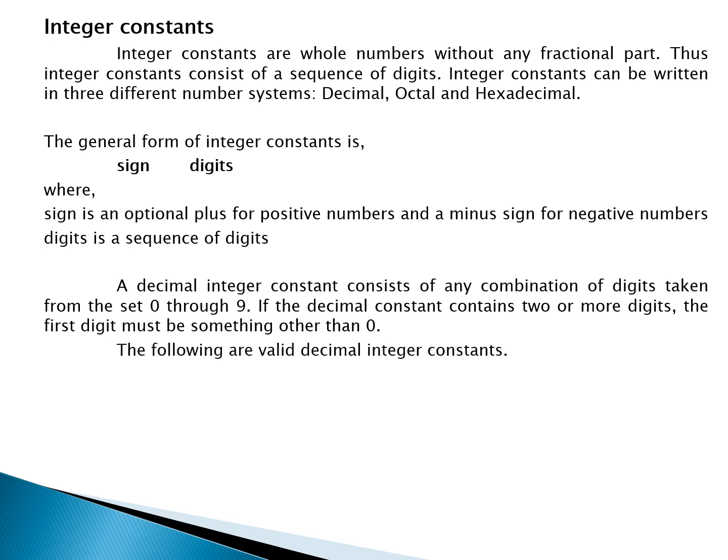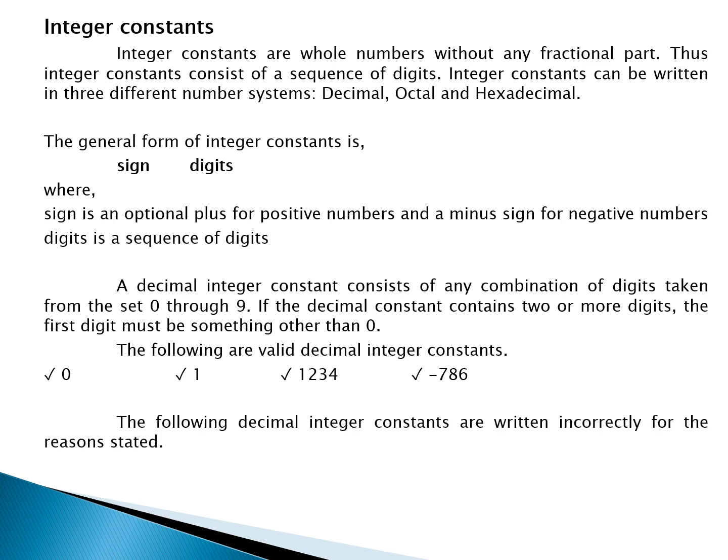The following are valid integer constants. 0, it is a valid one. 1, it is also a valid one. 1234, it is a valid one. Minus 786, it is also a valid one.